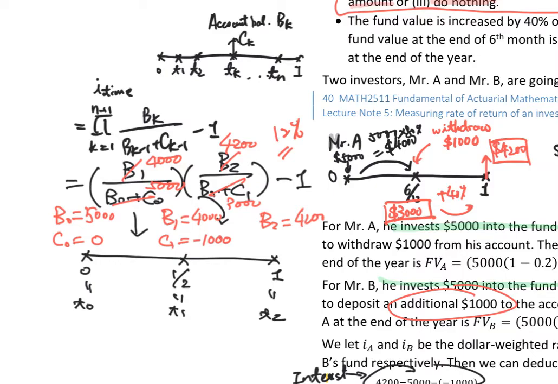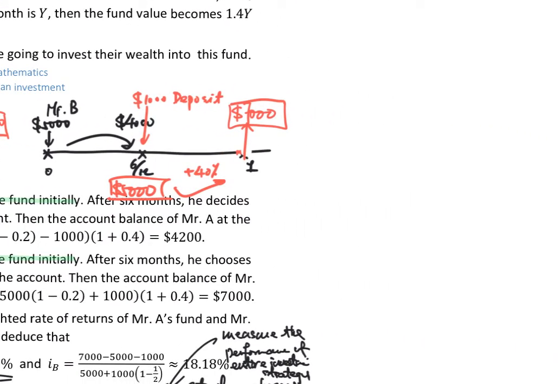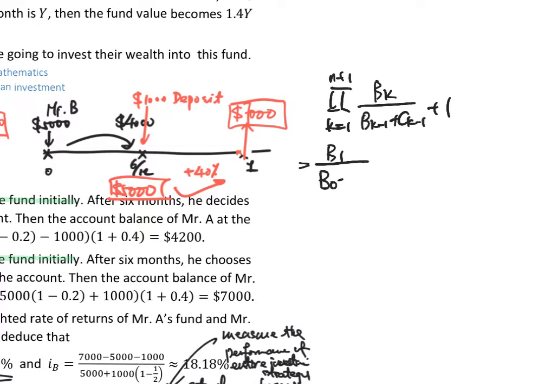Now let us try to do the same thing for Mr. B as well. For Mr. B, we just apply the same formula. The setup is essentially the same as Mr. A, so this is what you get. Sorry, it should be minus 1. Then again, you punch in the numbers.